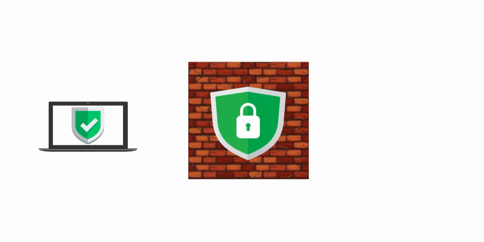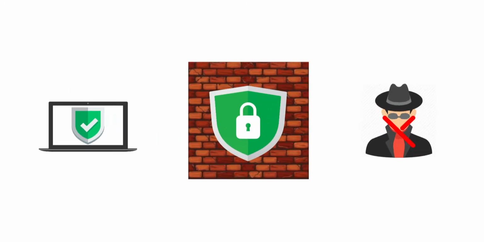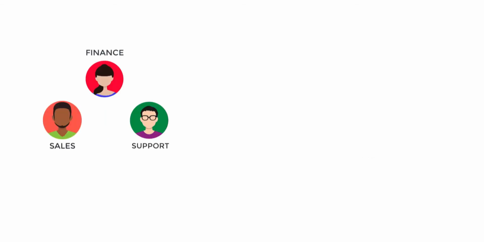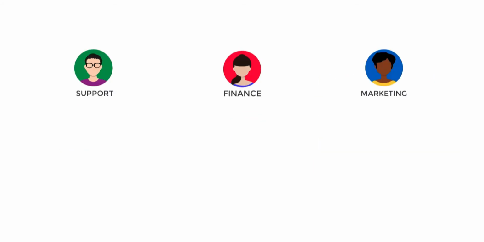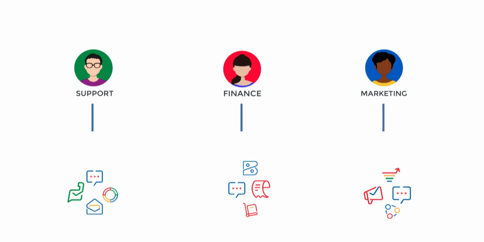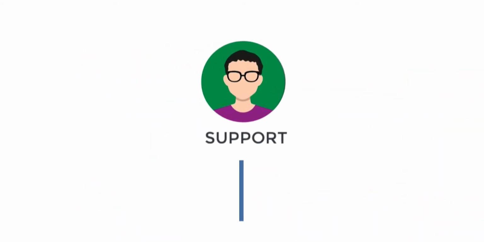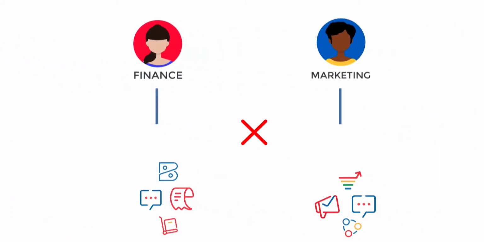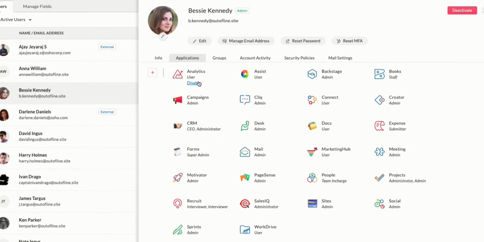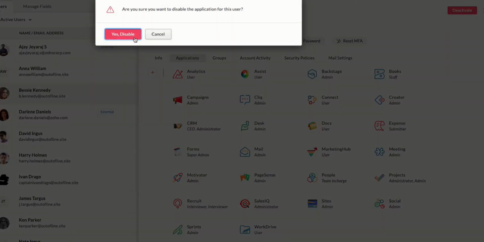The tighter the user access control, the fewer vulnerabilities for malicious parties to exploit. For example, do not give all your employees access to all the apps in Zoho One. Ensure the right users have access to the right set of apps and tools. For example, your support agents wouldn't need access to the finance and marketing apps in Zoho One. Invest some time in auditing and managing your users' access.